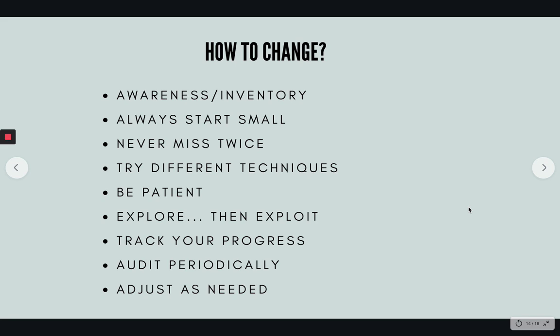How do we change? One, we got to start with awareness. Like with anything, we got to figure out where we are, where we need to go, and take inventory. We're always going to start small. I think as a society, we have the tendency to want to make big changes really quickly, and we know that doesn't work as well. Okay, no matter who you are, start small, generate some small wins that turn into big wins. Never miss twice. That's a great rule.